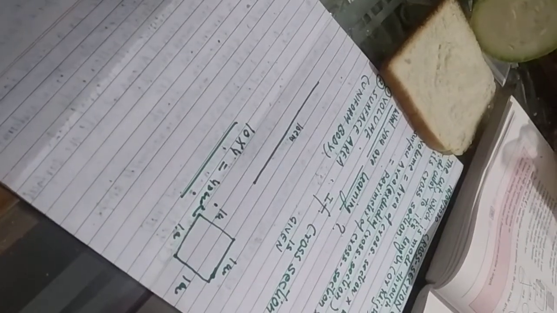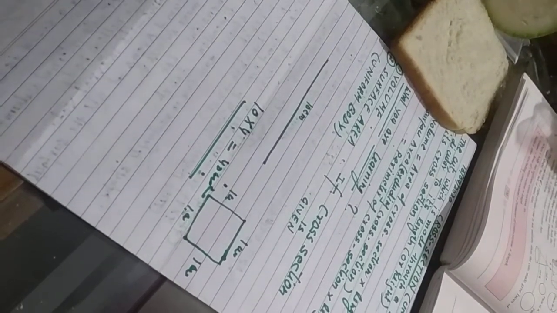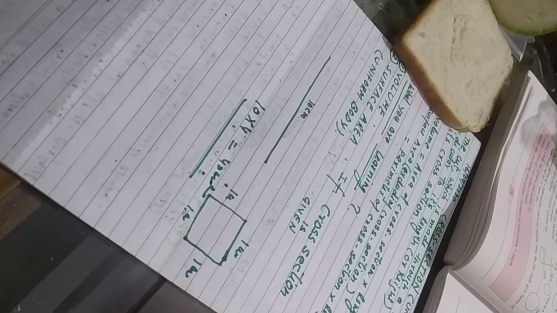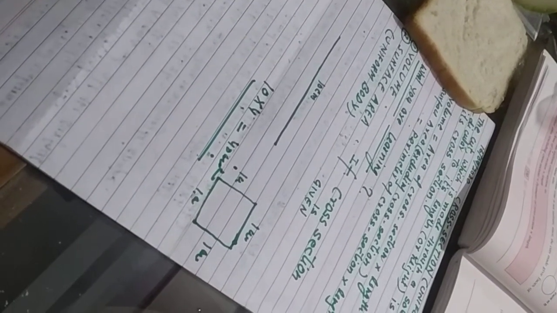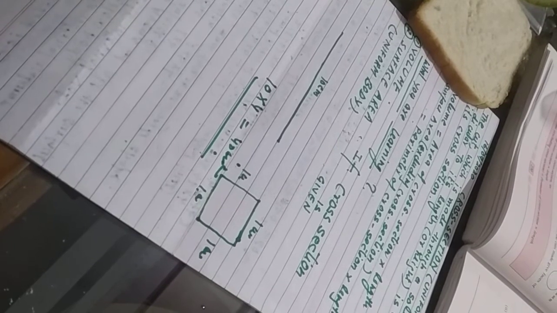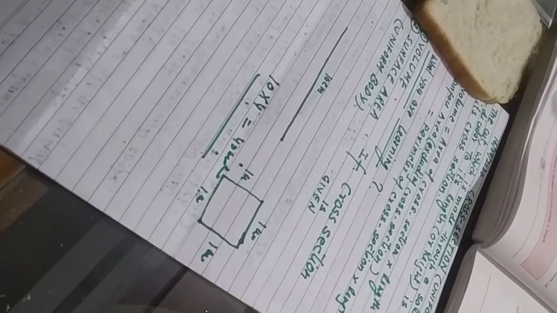So this way we can find out the volume and surface area if the cross section is given. We can find out the volume and surface area of any shape, whether it is a cuboid one or a cylindrical one. Okay, so this way we can find out.